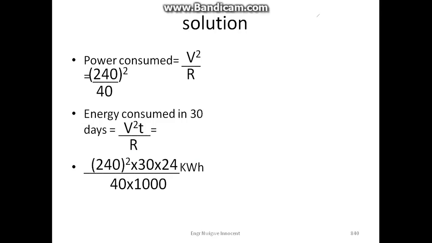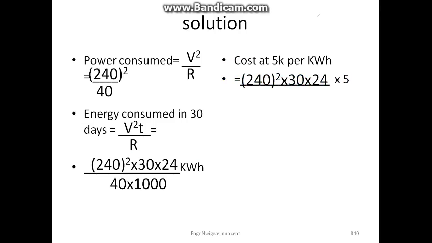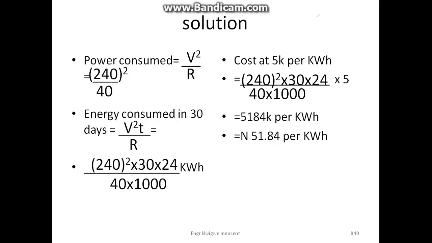1000. Cost at 5 kobo per kilowatt hour. We now have 240 squared times 30 times 24 all over 40 times 1000 times 5, which gives us 5,184 kobo, or 51 naira 84 kobo.